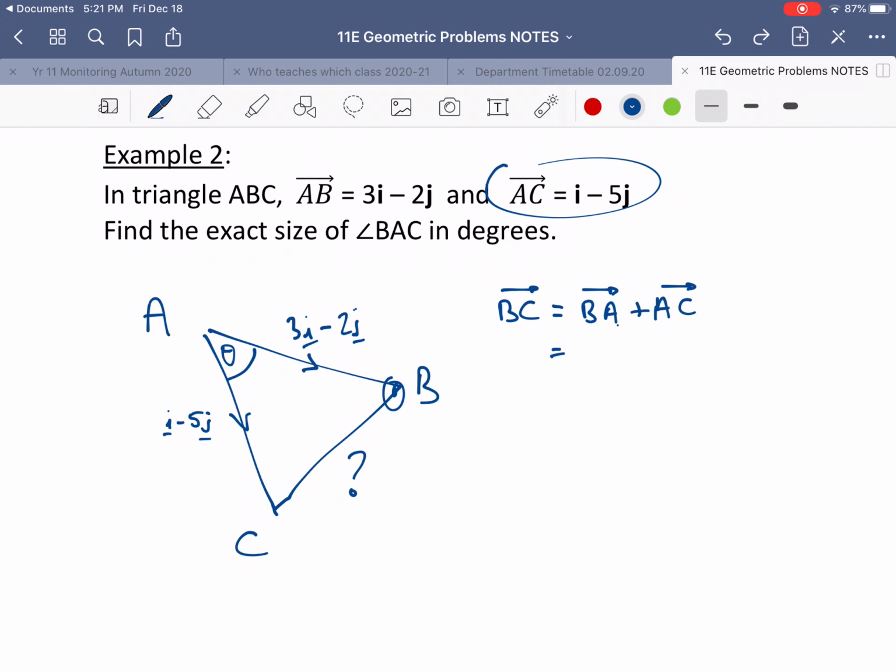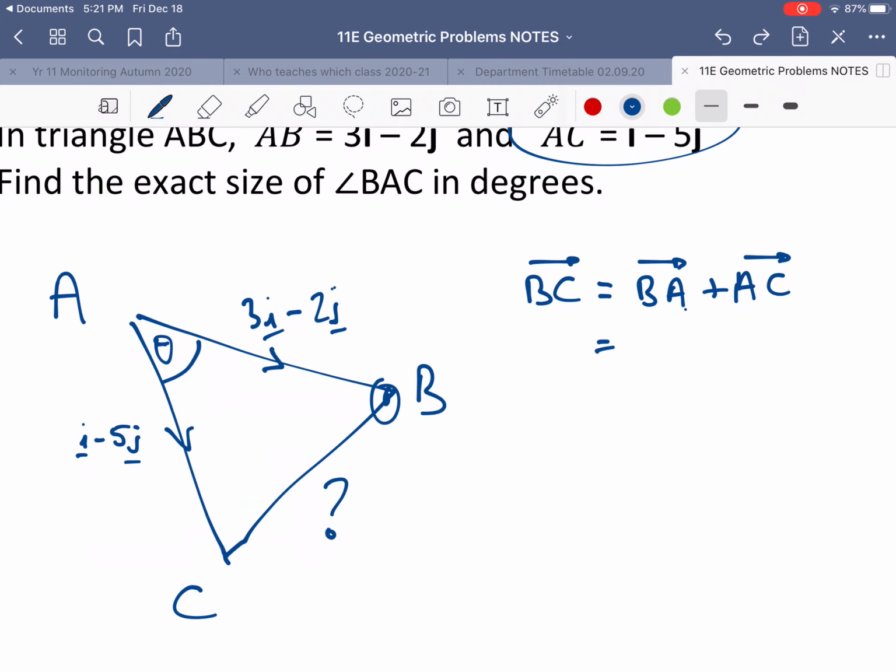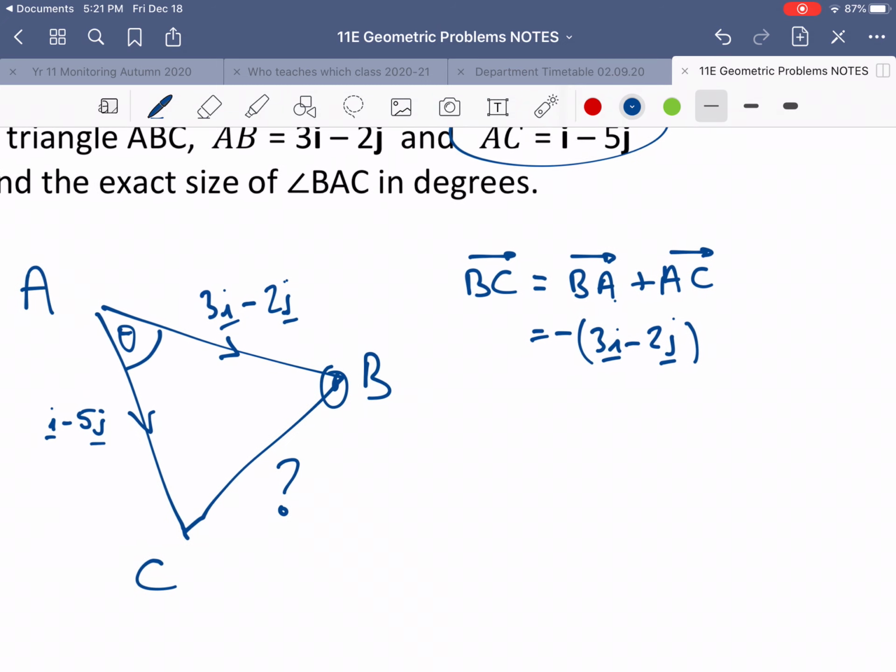B to A is actually going the opposite way to the 3i minus 2j. So it has to be negative of that. It has to be negative 3i minus 2j. And then AC, well, that's just following that line, following the arrow. So that's just going to be adding i minus 5j.